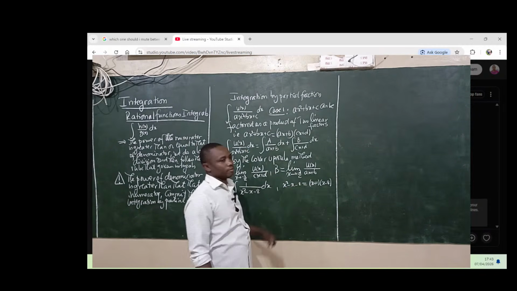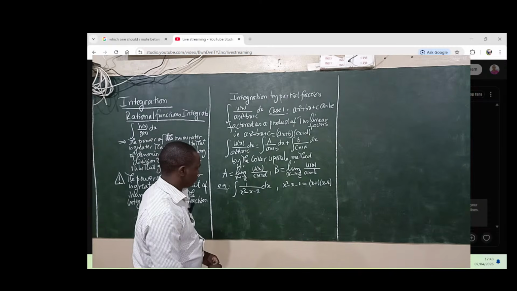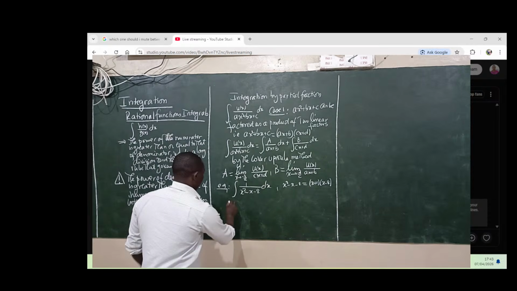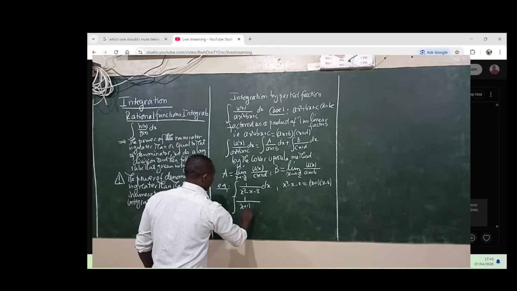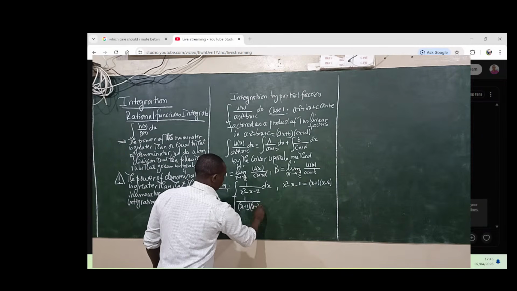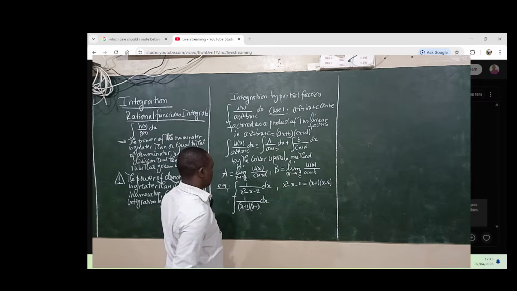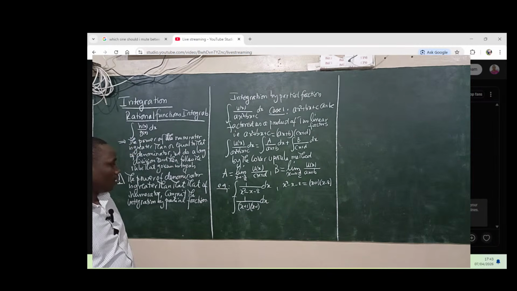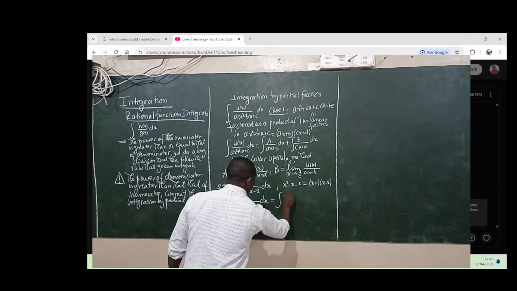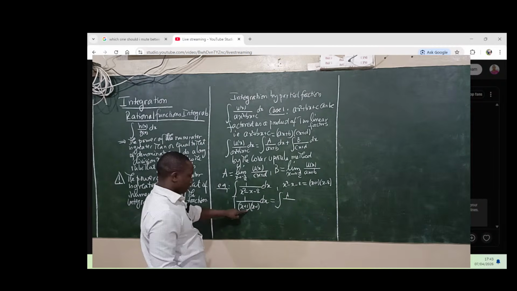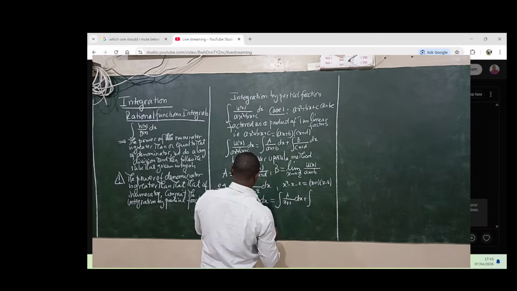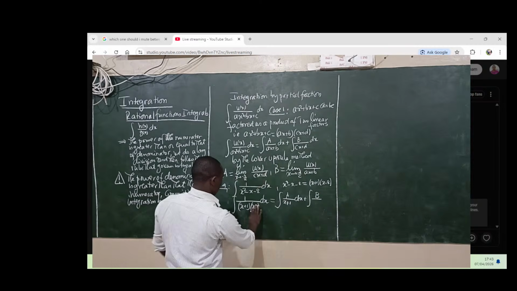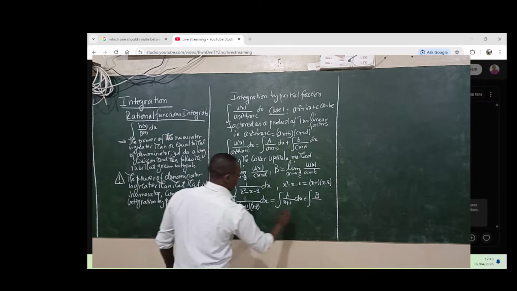Now, let's continue by the integral of 1 by the factors, x plus 1 into x minus 2 dx. As you see, this can be the integral of A by x plus 1 dx plus the integral of B by, here is 2 guys, x minus 2 dx.